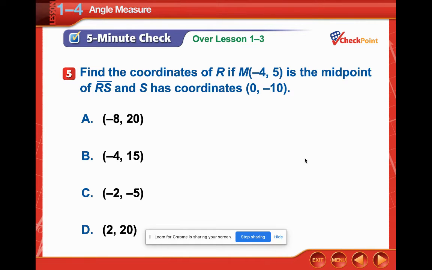All right, find the coordinates of R if M (-4, 5) is the midpoint of RS and S has coordinates (0, -10). This one's a tough one. Why don't you take a few seconds and pause the video and see if you can solve it on your own.